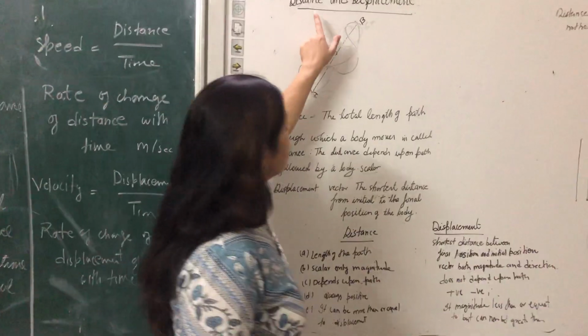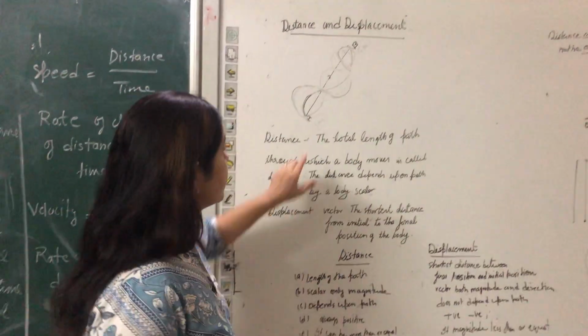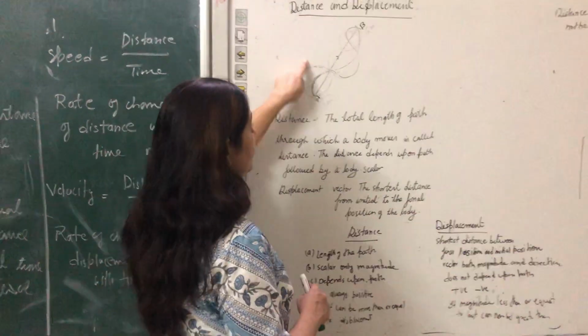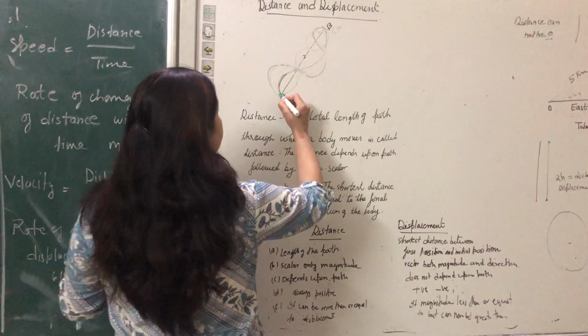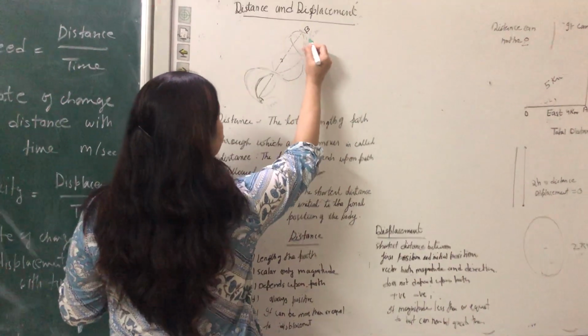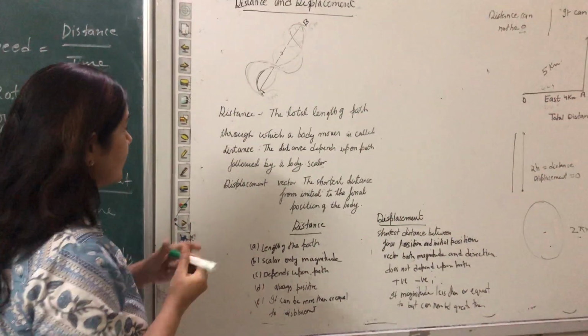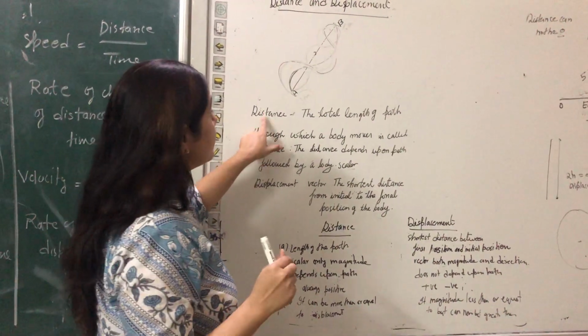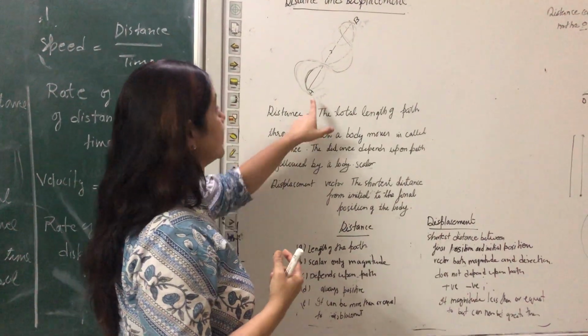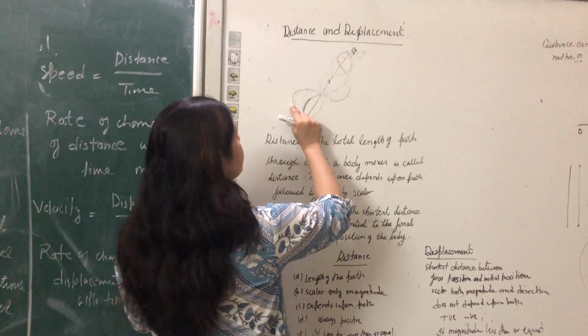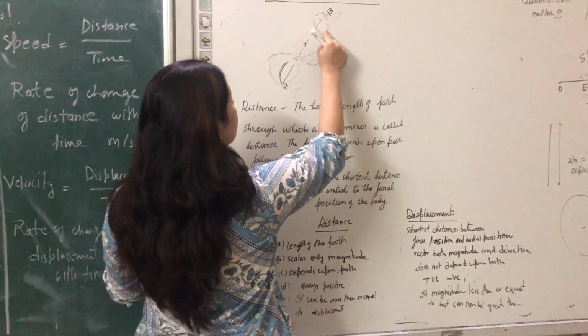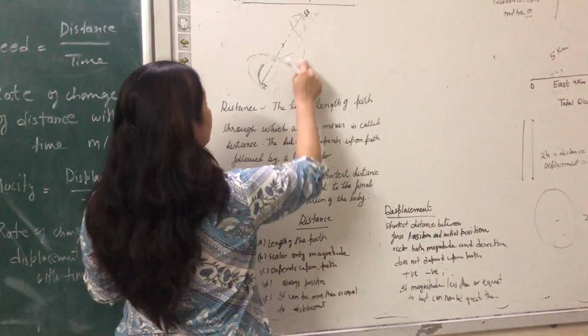What is the difference between the distance and displacement? Suppose a person is going from A to B and he is following this path. He is going like this. So when we discuss distance, we consider the total length of the path. The path may be like this only, or like this only, or he is going like this only.